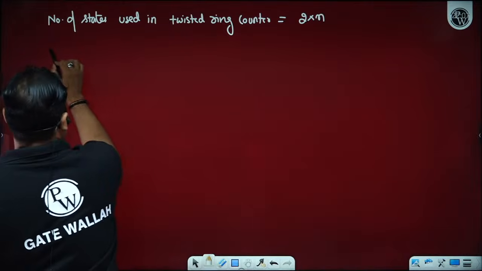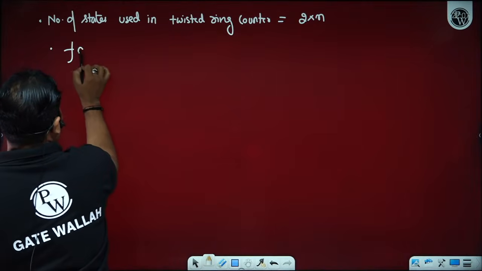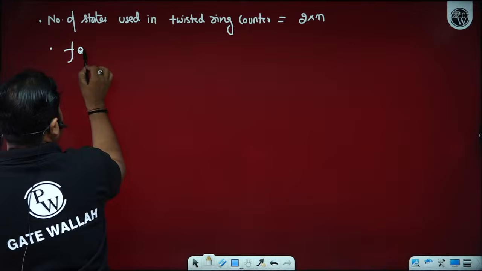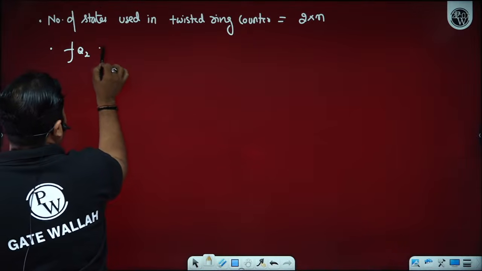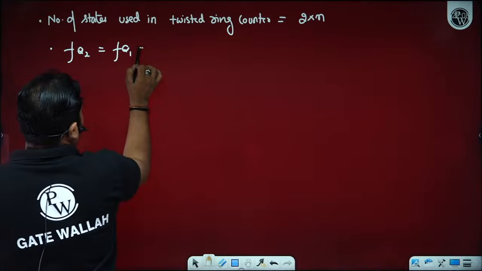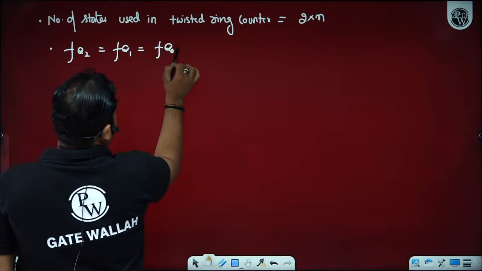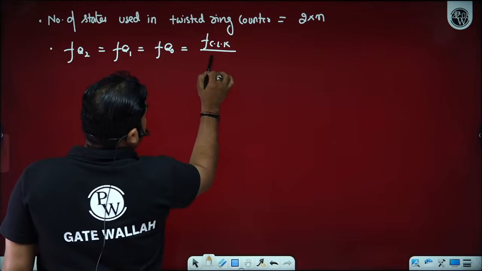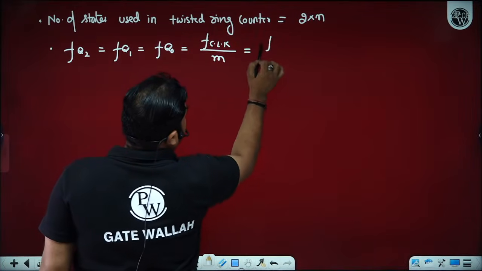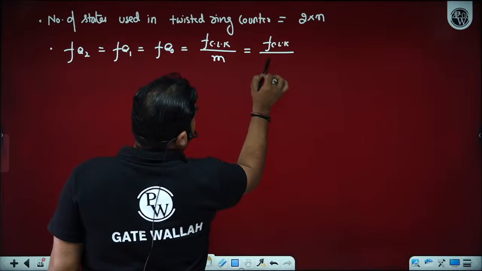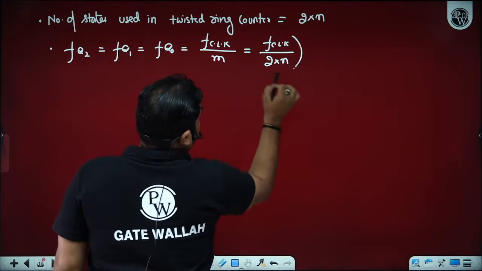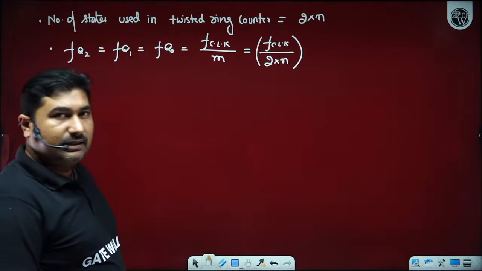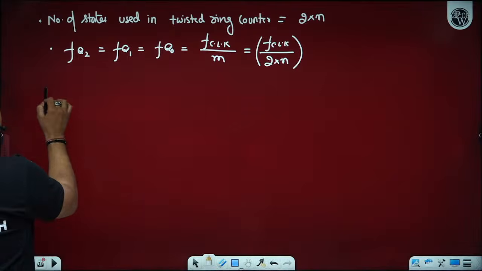If we talk about frequency, then the frequency of output at any output, either Q2 or Q1 or Q0, if you observe, is FCLK by M. M is the number of different states. Here we have 2n. Is it okay? Yes, sir. Only one demerit.